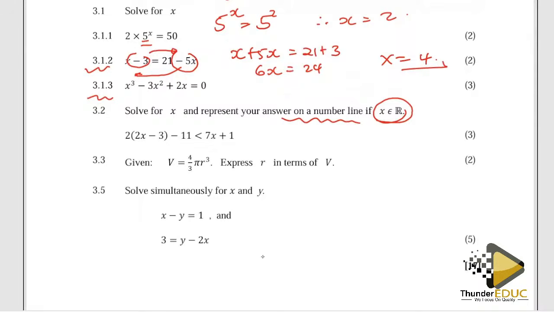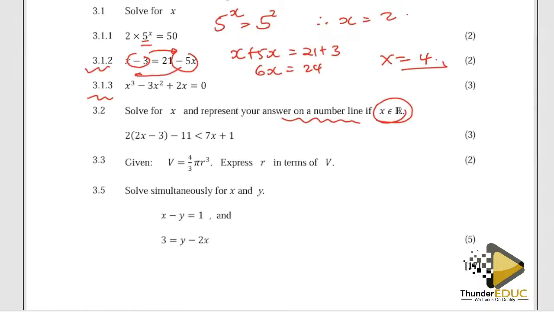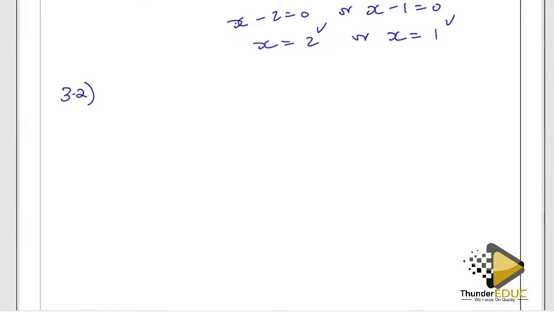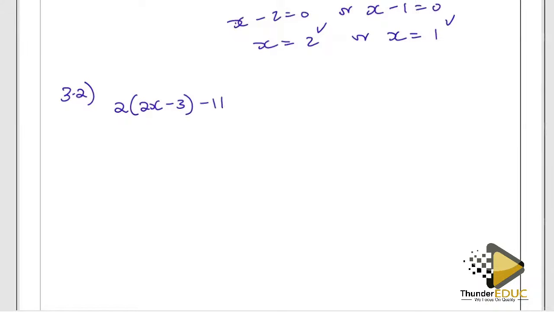Okay, so we have 2 open brackets. This is 3.1. This is 3.2. So we're saying 3.2. The question says if we have 2 into 2x minus 3, then we have minus 11. The inequality is less than 7x plus 1. Like we said under the inequalities, we solve this just the same way we solve a linear equation. The only difference is just this symbol. Keep it within all the steps.